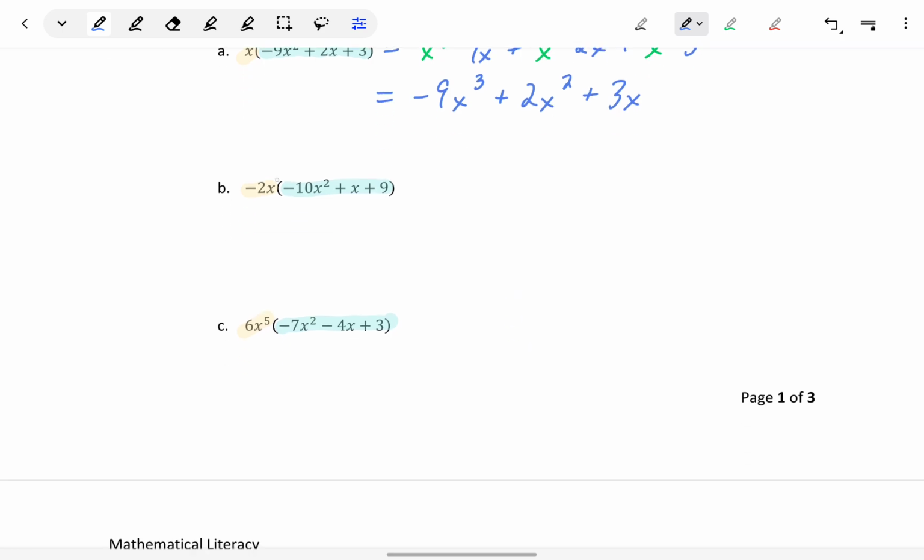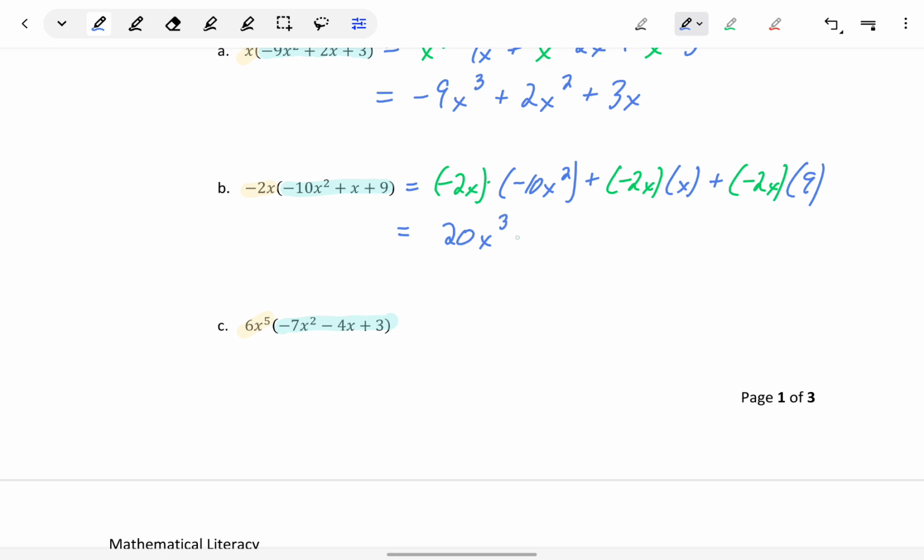We'll do the same thing in part B. We'll take negative 2x times each term. So we'll have negative 2x times negative 10x squared plus negative 2x times x plus negative 2x times 9, which will give us positive 20x cubed minus 4x squared minus 18x.